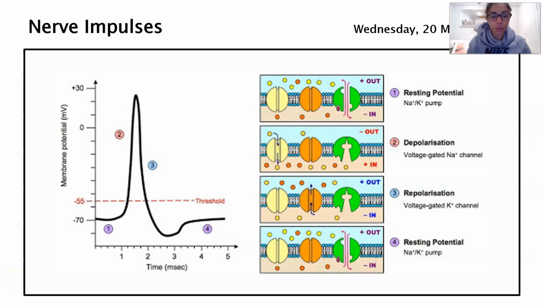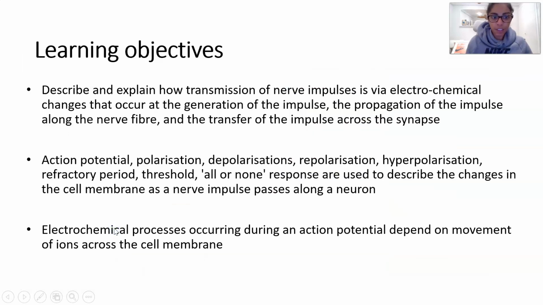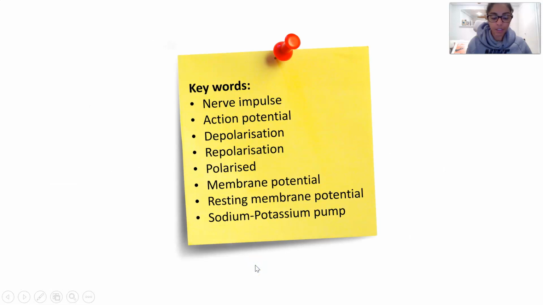In this video, we're going to be looking at nerve impulses and how nerves are conducted down an axon, relating it back to this graph. These are the learning intentions to go with this lesson, and hopefully by the end of this lesson you'll be able to comfortably use all of these key words in a short or an extended response.